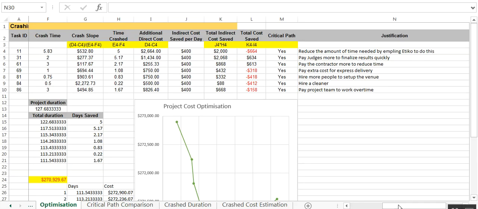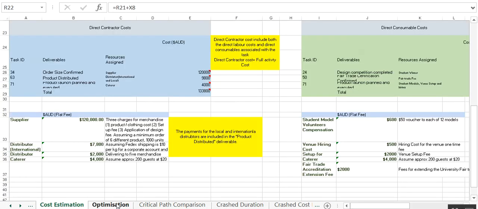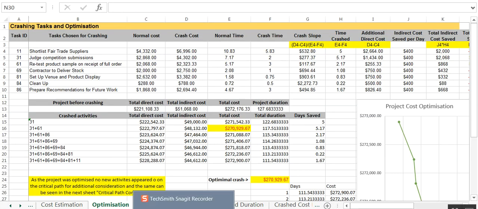Again, looking at the slides, we'll step back to where we were just to see that we've got all our cost estimate done. Now we're moving into the optimization. Thinking back to the integrative case exercise that we did in class, you'll find that we've got a number of activities that we are actually crashing. This links back to the crashing examples that you will also find in the textbook.